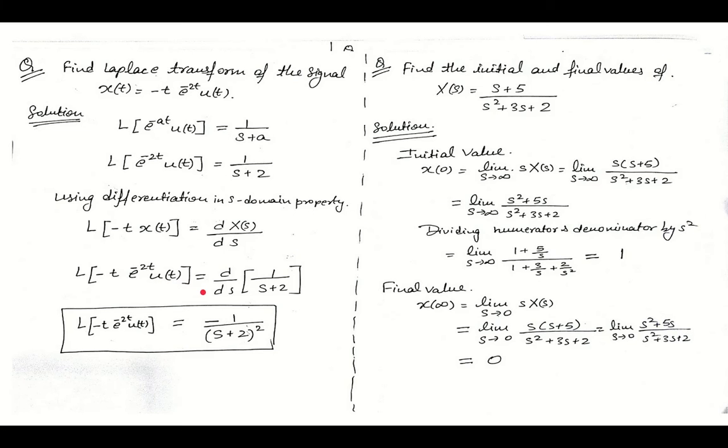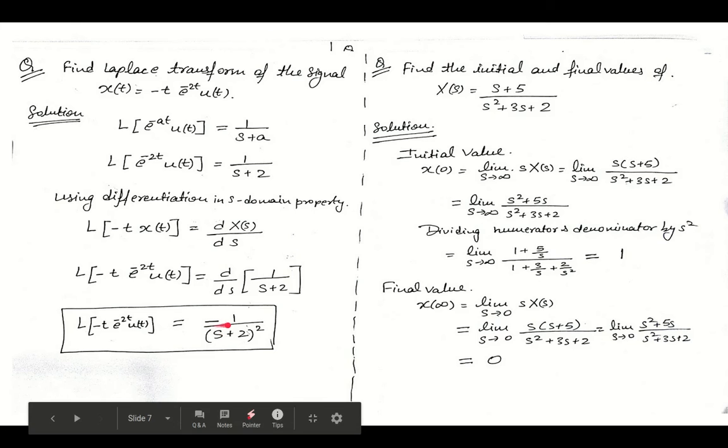Now it will give us the differentiation with respect to s of 1 upon s plus 2, which happens to be the Laplace transform of e to the power minus 2t u(t). If you differentiate 1 upon s plus 2 with respect to s, it will yield minus 1 upon s plus 2 whole square. Now this is the solution of my question.